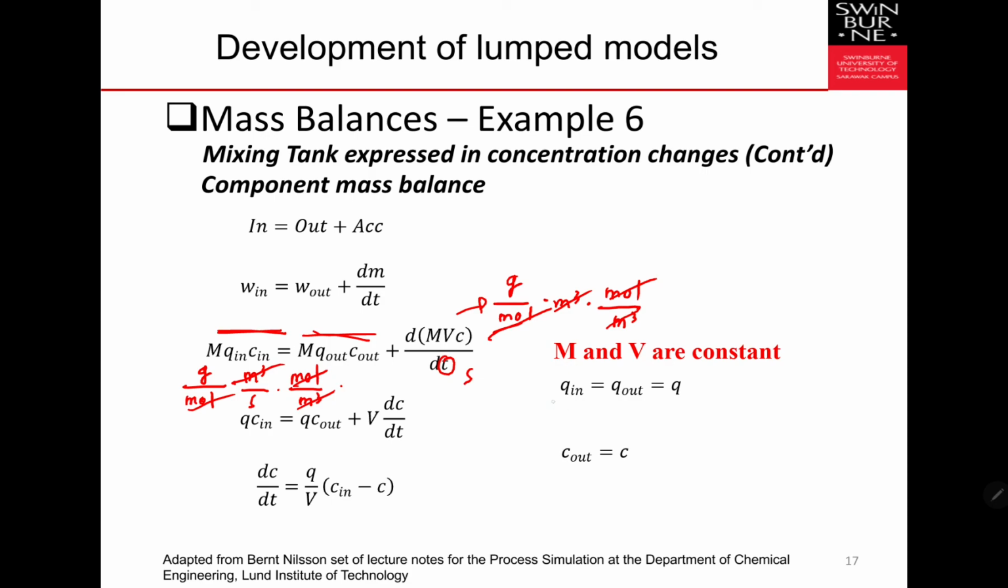Note that Q in is equal to Q out is equal to Q, so we can simplify this term further. And then C out will be equal to C. So as a result, we will get dC over dt equal to Q divided by V multiplied by C in minus C.